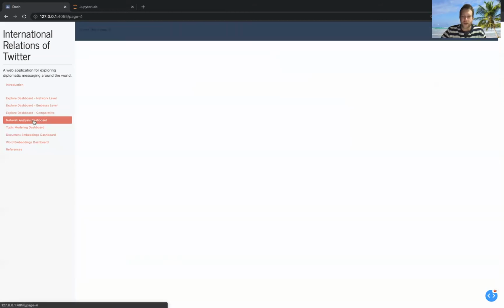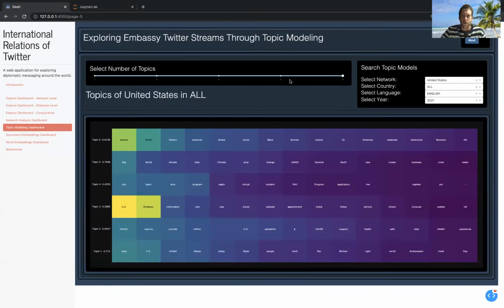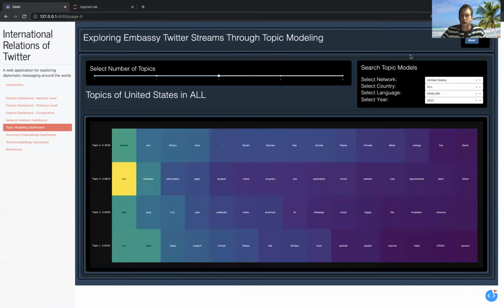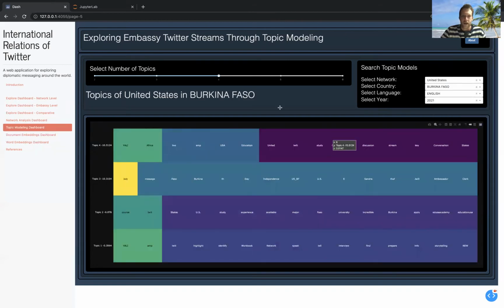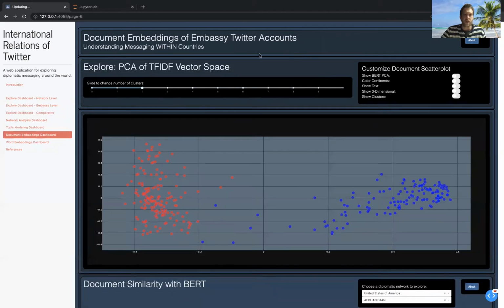Our network analysis dashboard is having a few problems at the moment, but we'll have that up for you later. We have a lovely topic modeling dashboard. We're using classic latent semantic indexing and other techniques to really explore the different topics that emerge. And so we can look at all the countries in aggregate, or we can go down to a particular country and see what's going on. We can also choose different languages. Asadur developed this. It's quite fun to play with. I created the document embeddings dashboard, and the techniques are a little bit complicated.